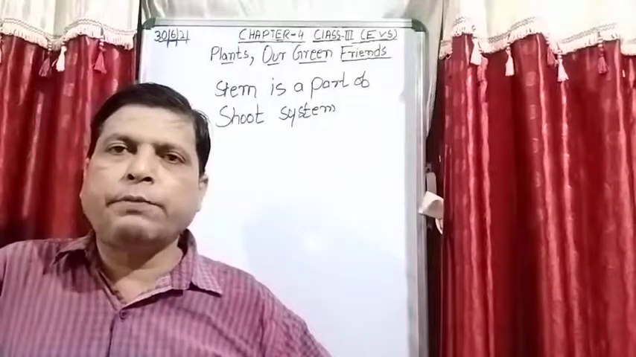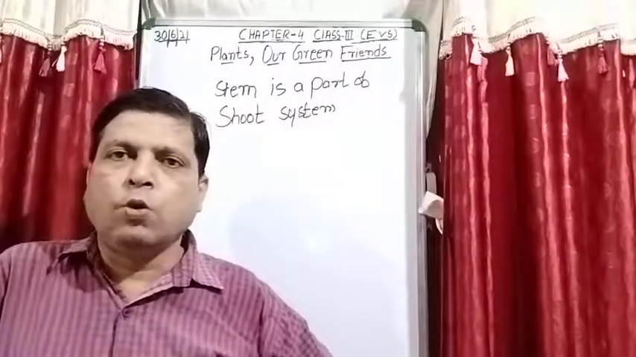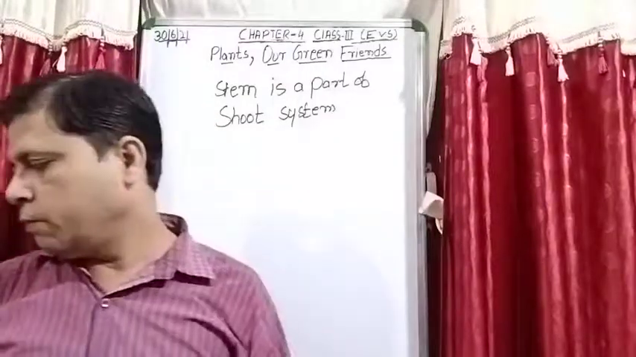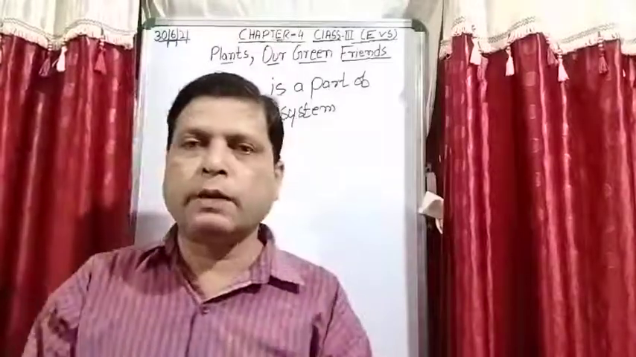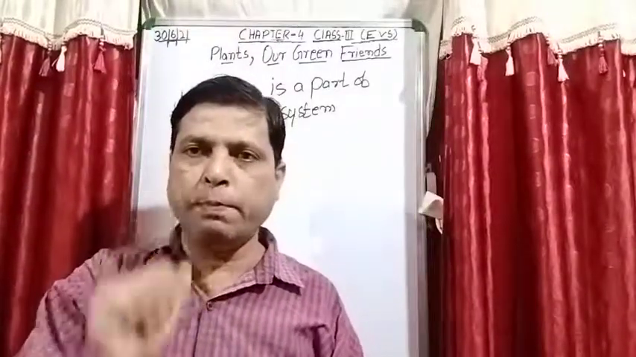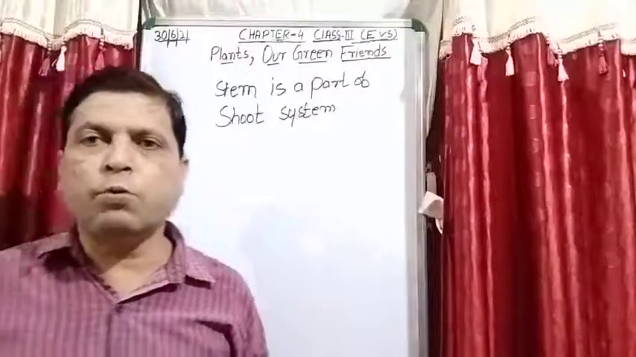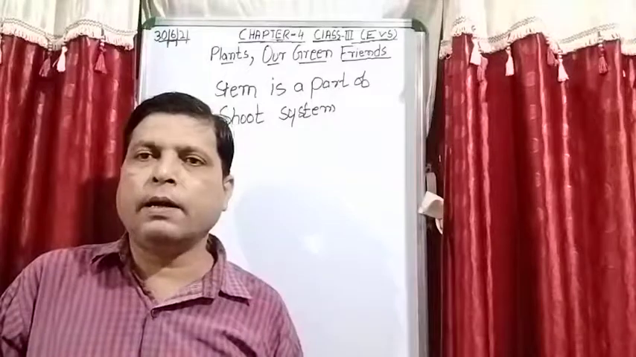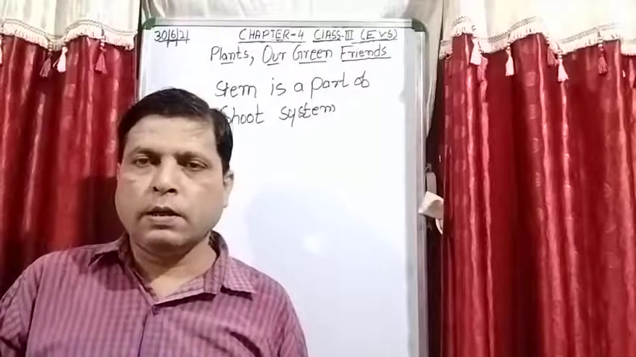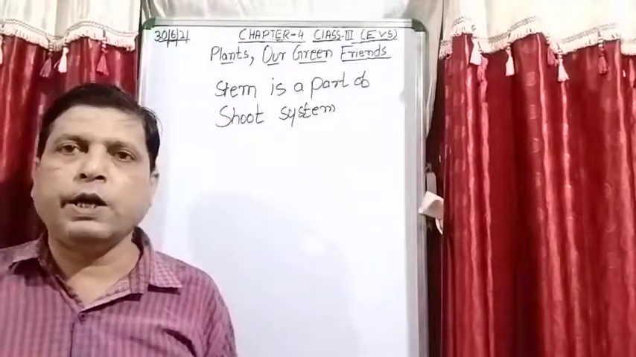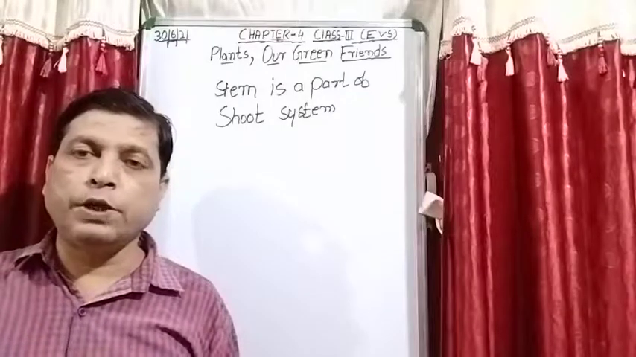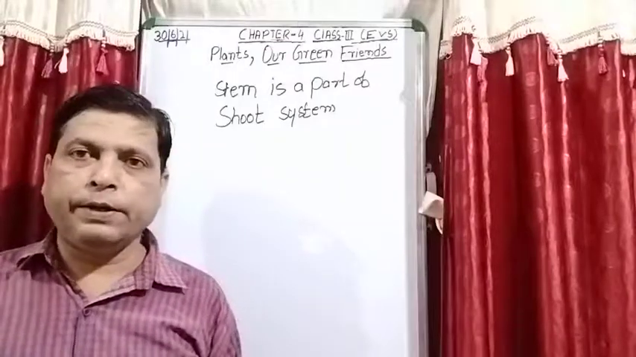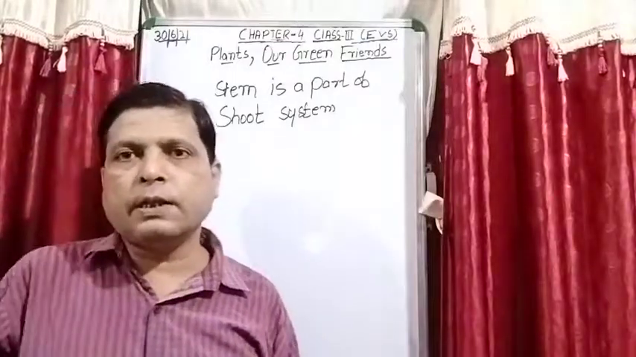Now, students, when we talk about the different groups, the plant is divided into 5 groups. These groups are tree, shrubs, herbs, creepers and climbers. Creepers, climbers and herbs all have a weak and soft stem. When we talk about shrubs, their stem is hard.